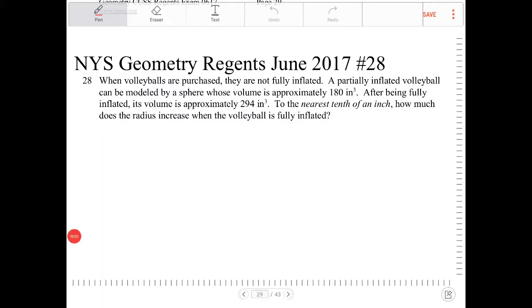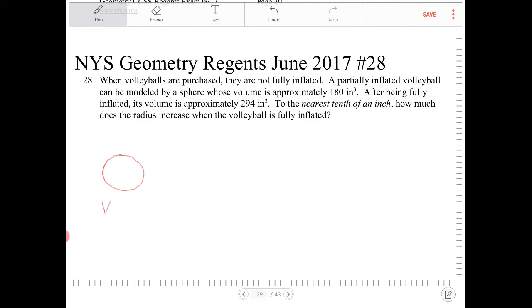When volleyballs are purchased, they are not fully inflated. A partially inflated volleyball can be modeled by a sphere whose volume is approximately 180 inches cubed. So I have a partially inflated volleyball here, where the volume is 180 inches cubed. I'm going to leave the units out of this for a moment.